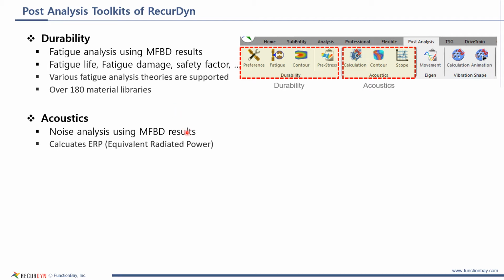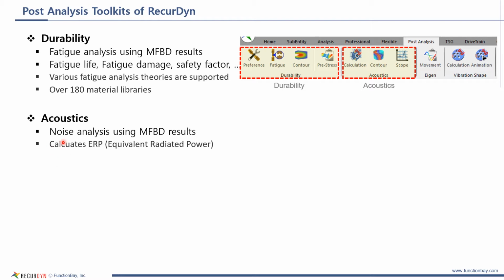Durability is a toolkit that performs a fatigue analysis using MFBD results. RecurDyn durability is a toolkit that calculates fatigue strength and durability such as fatigue life, fatigue damage, and safety factor from the stress and deformation results of a flexible body obtained through MFBD analysis. It provides the prediction theory for engineering fatigue and over 180 material libraries.